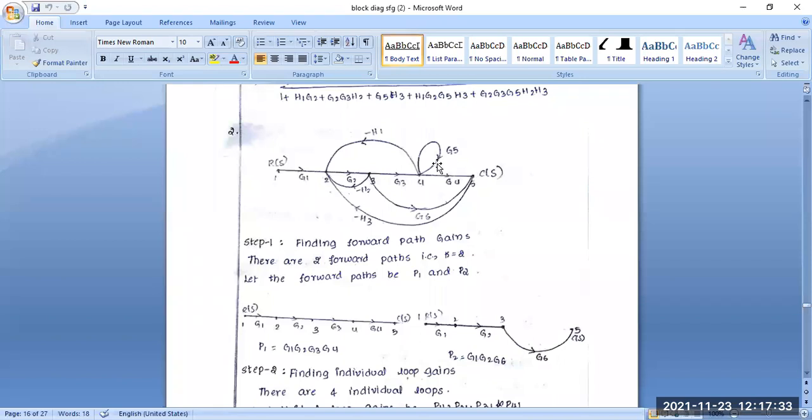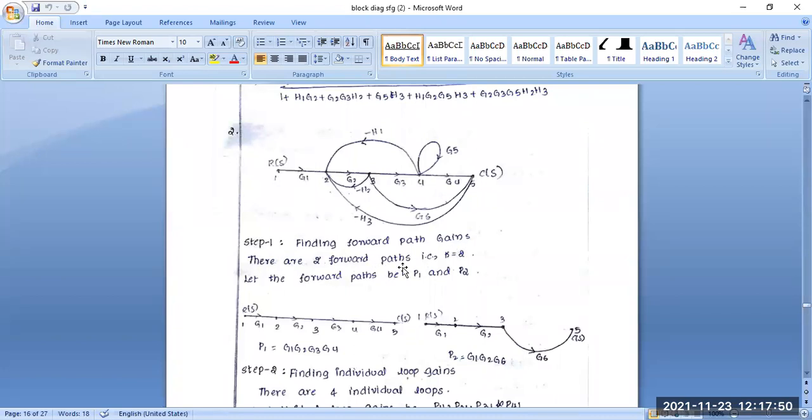So this is also connected, but sometimes it is not considered in this method, because the starting point and ending point in this loop are the same. So we do not count it in that case when finding the forward path gain.